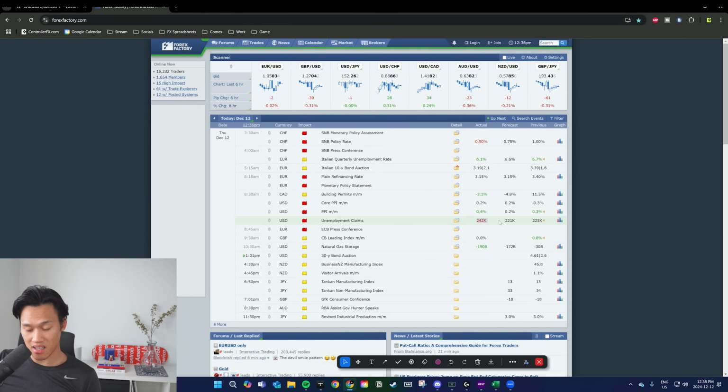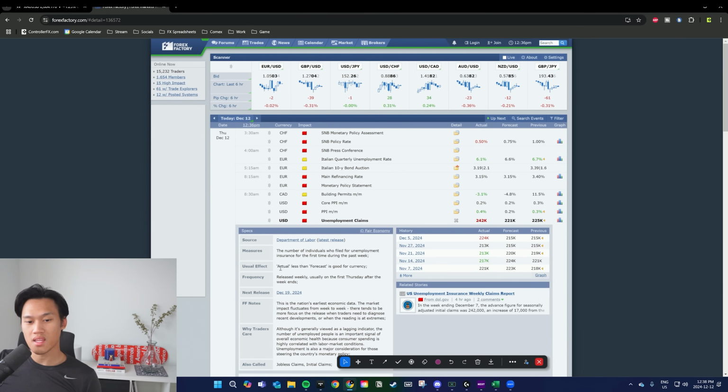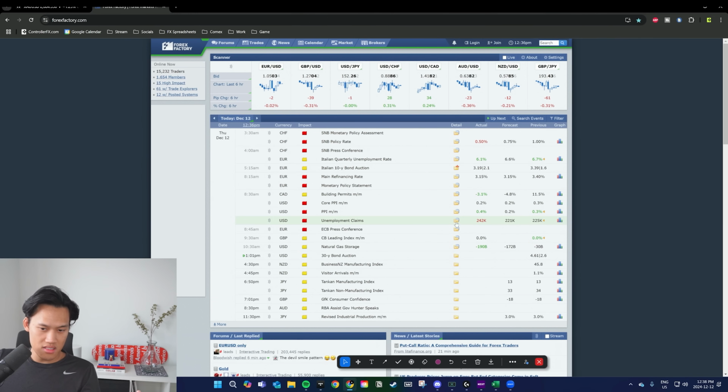For instance, numbers came out negative here, but actual less than forecast is good for currency. So that is good for the dollar. Unemployment claims came out 242 over 221 forecasted, expected, which means it came out a lot worse. So actual less is good for currency. Stuff like this would help you.